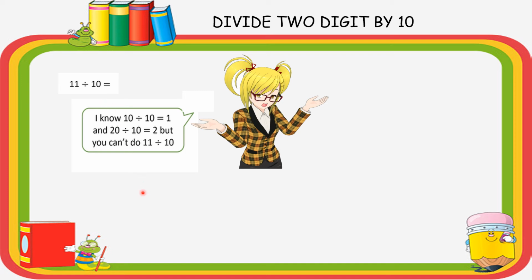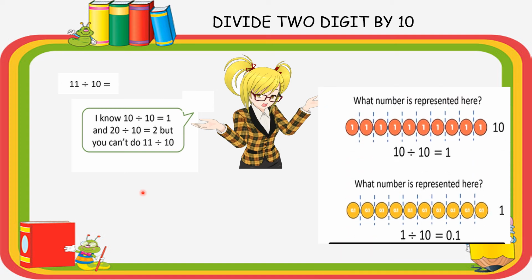Well, if you've been following this lesson, you would know it's super possible. So using our counters again, what number is represented here? This is 10. 1, 2, 3, 4, 5, 6, 7, 8, 9, 10. And this 10 has been divided into 10 equal groups. 10 divided by 10 is 1. Now, what number is represented here? This is 1. 1 divided by 10 is equal to 0.1.